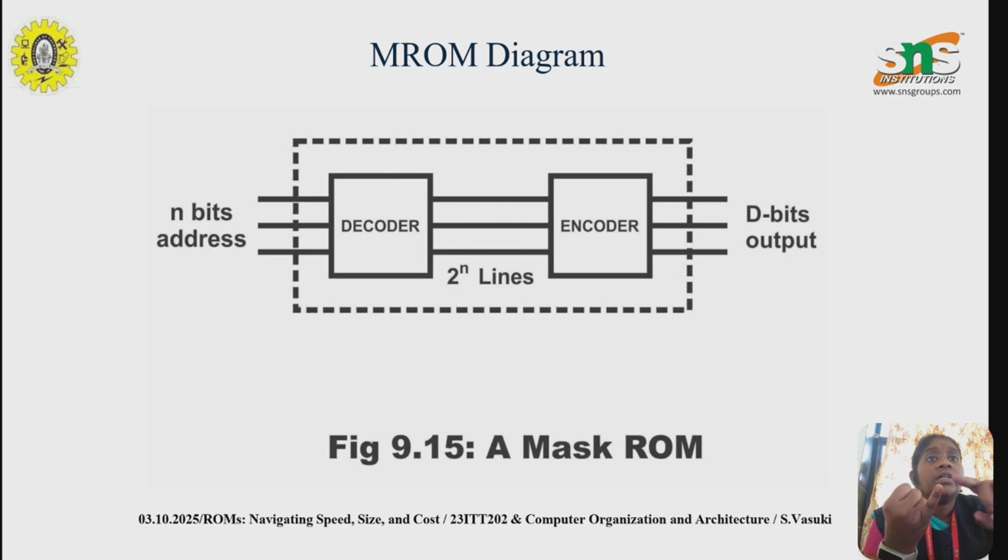First we want to know that the data is permanently stored during chip fabrication. It is non-volatile, that is, data is retained even when power is off, used for storing firmware, lookup tables or fixed programs in embedded systems. In short, we explained a mask ROM used as a decoder to select one of 2 power n memory locations based on the input address, and an encoder to output the stored d-bit data. This stored data is fixed at manufacturing and cannot be modified later.